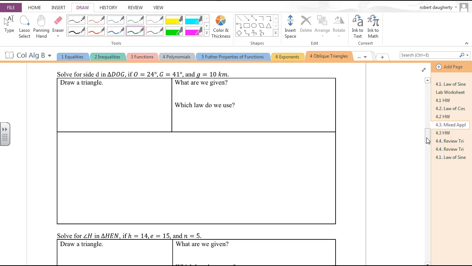So this is the day we're dealing with animals. So triangle DOG for dogs. Sultan, do you need to stand up? Are you okay?